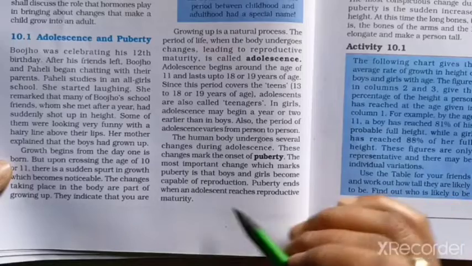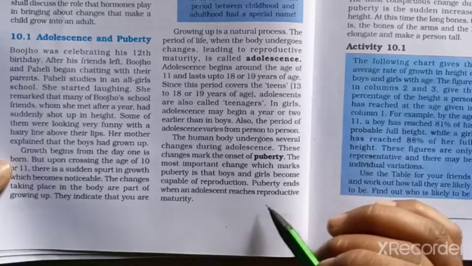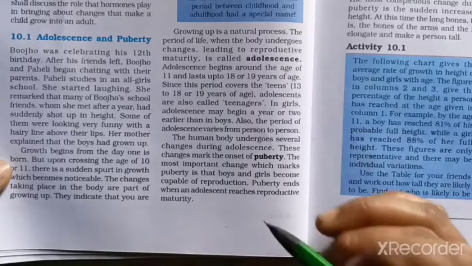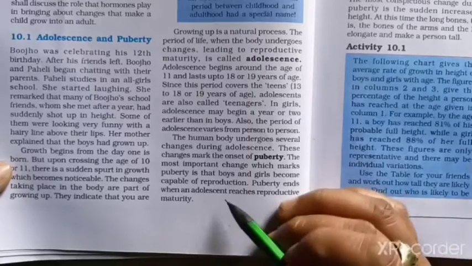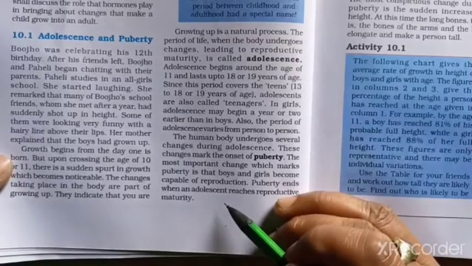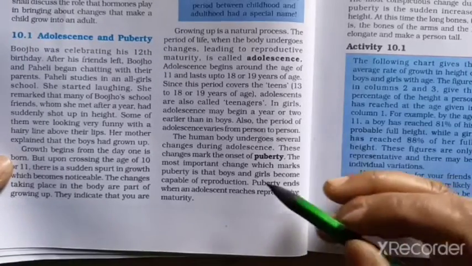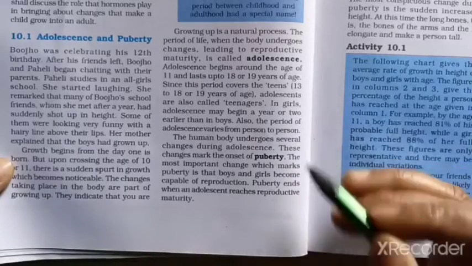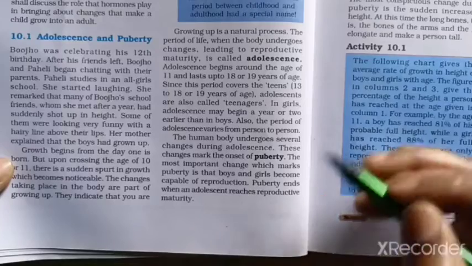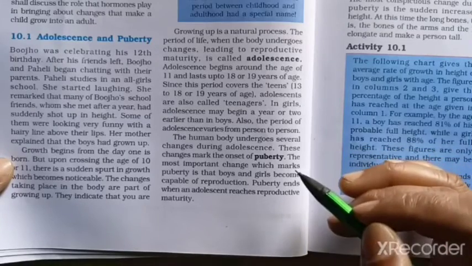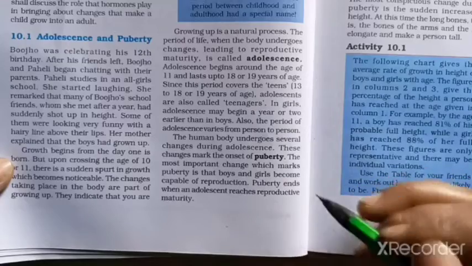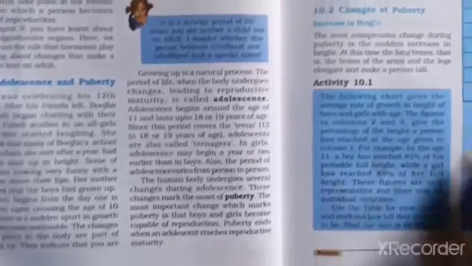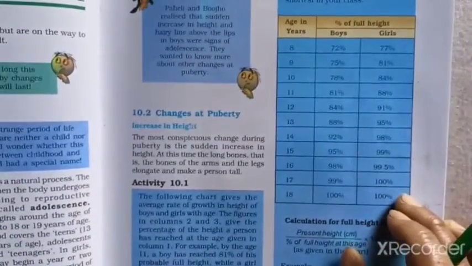So puberty ends when an adolescent reaches reproductive maturity. So the puberty stage will end when the adolescent reaches reproductive maturity. So puberty is just the onset of what? Reproductive maturity, just the onset of the reproductive stage. Puberty ends when the adolescent reaches reproductive maturity. So now let's continue.